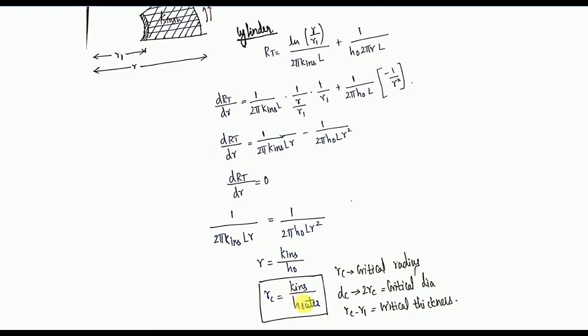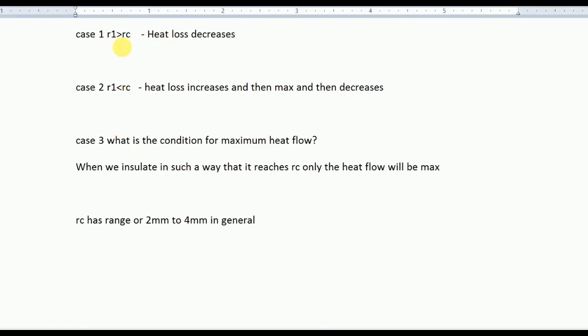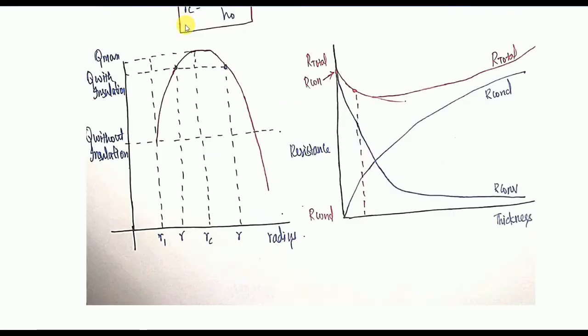After finding RC, you come here and address these things, and you can see whether the heat loss decreases, or increases to a maximum and then decreases. Now coming to the graph, you can see at RC it is Q max. Now coming to these two things, it is experimentally given. They have found out that these 2 points are with insulation and these 2 points are without insulation.